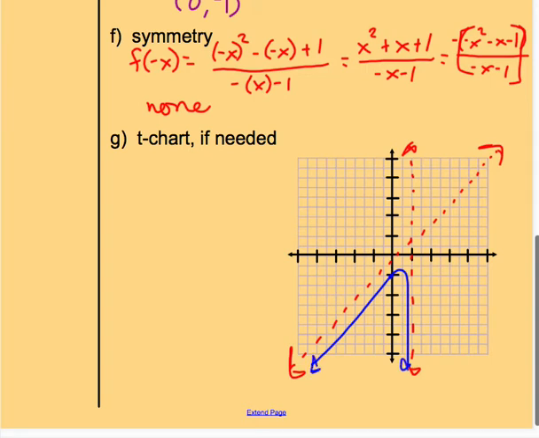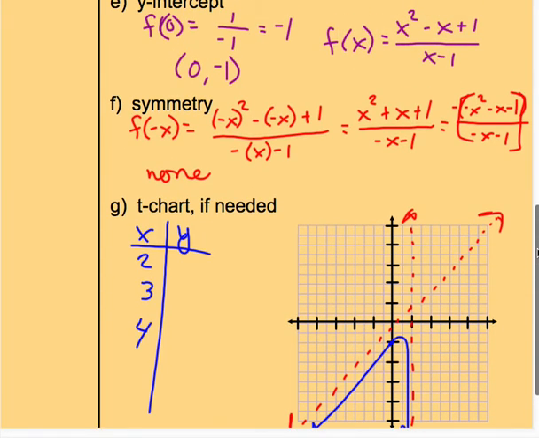So I can use the slant asymptotes that way, but I'm going to need to get a little bit more information to see what's going on off to the right. So I'm going to set up a quick t-chart using 2, 3, 4. Substituting 2 into our function, we get 2 squared is 4 minus 2 plus 1, all over 2 minus 1. So we get 3. Substituting 3, I have 9 minus 3 plus 1 over 2. So I get 7 halves.